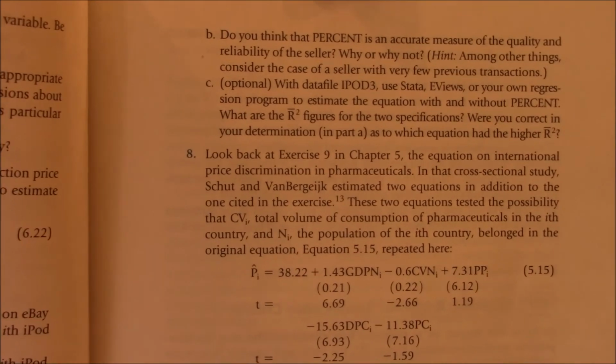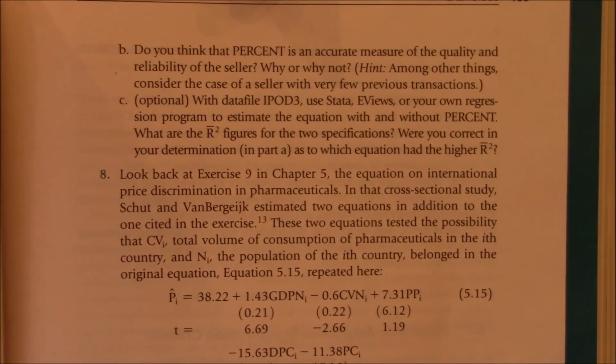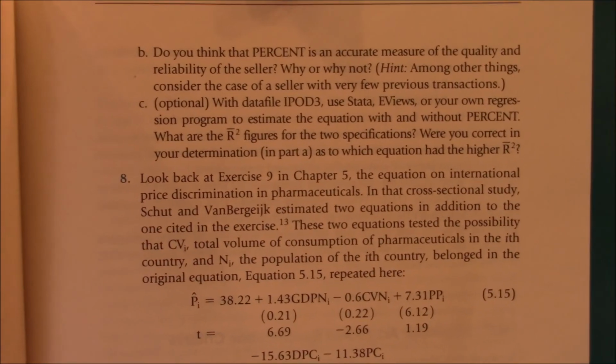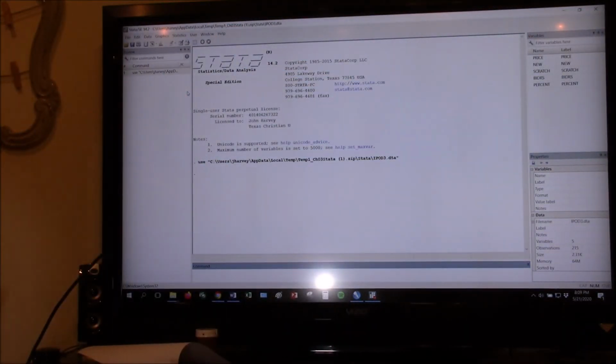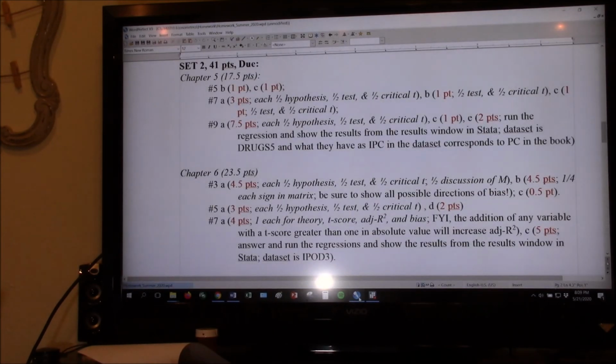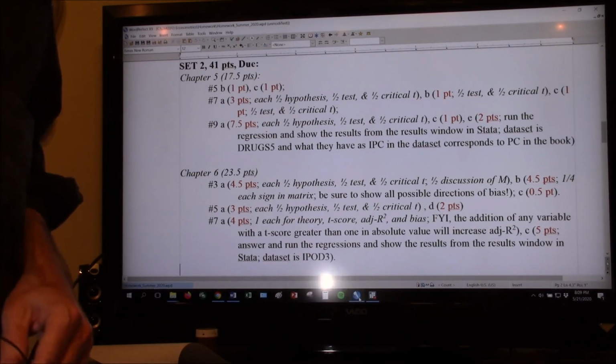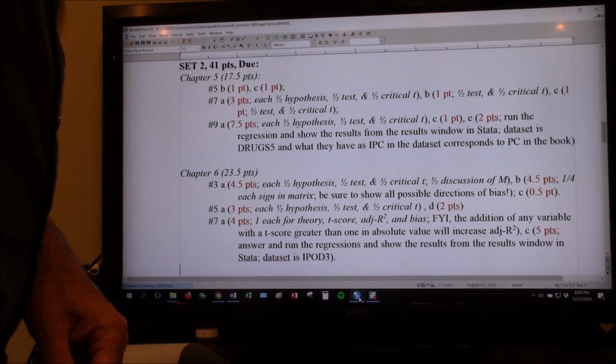What are the adjusted R-squared figures for the 2 specifications? In other words, the one that was already given and the one that you ran. Were you correct in your determination in part A as to which equation would have the higher adjusted R-squared? And that's it for this chapter, I believe. Yeah, that's it for chapter 6. We just did 6, right? I'm getting confused here because I've done 6 chapters in a row. Yeah, that's right. Goodbye.